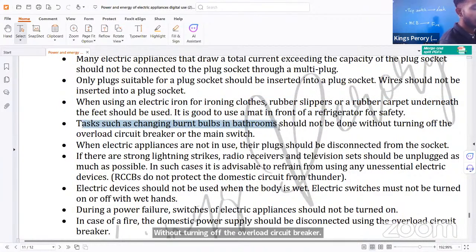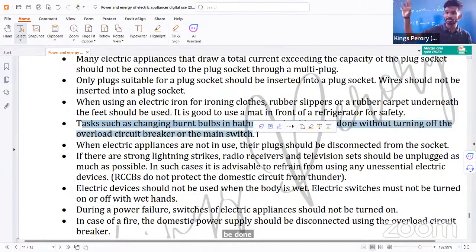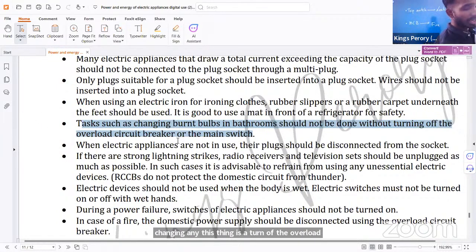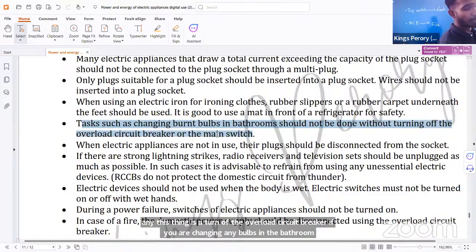Tasks such as changing burnt bulbs in the bathroom should not be done without turning off the overload circuit breaker. If you are changing any bulbs in the bathroom, you should turn off the overload circuit breaker. When electric appliances are not in use, their plug should be disconnected from the socket.